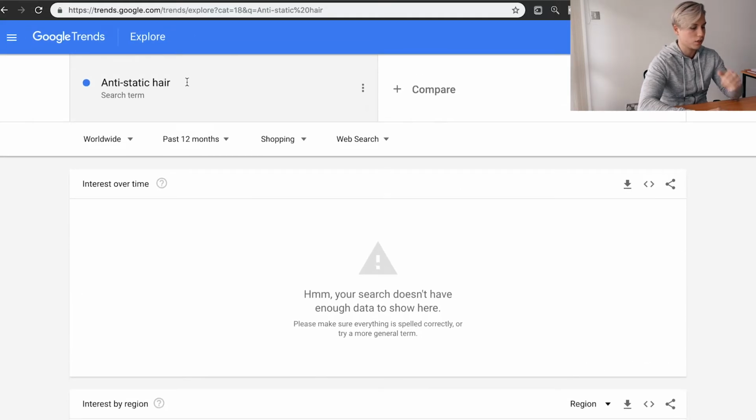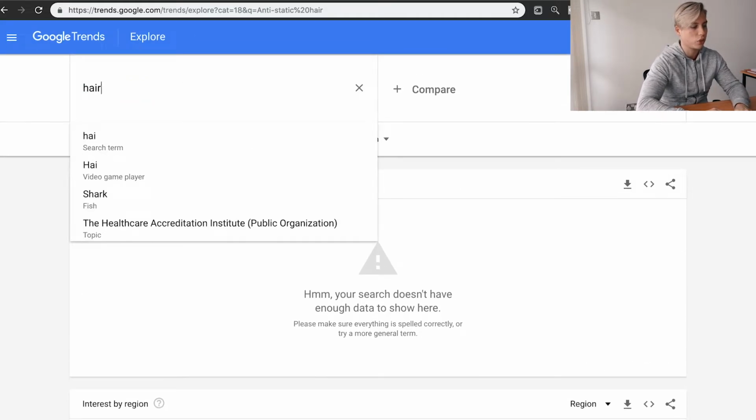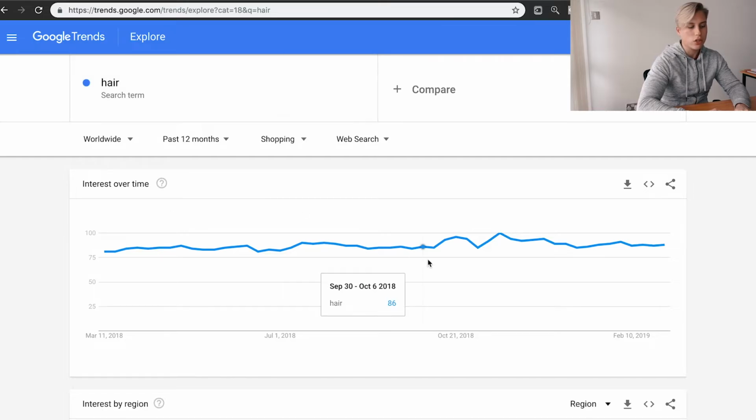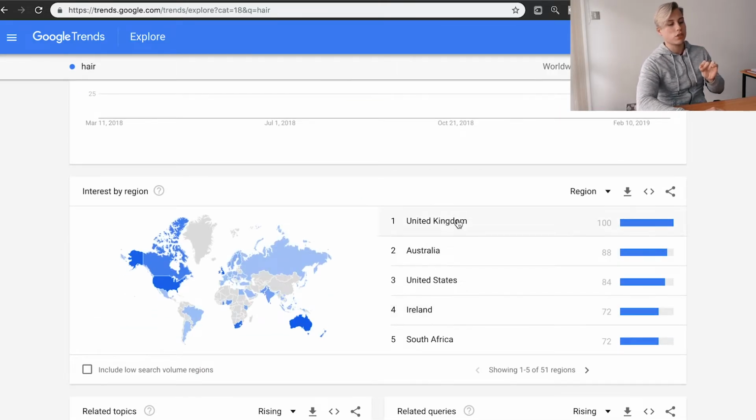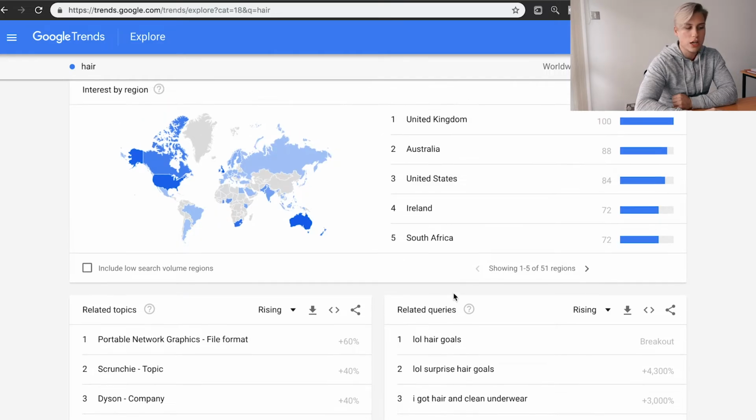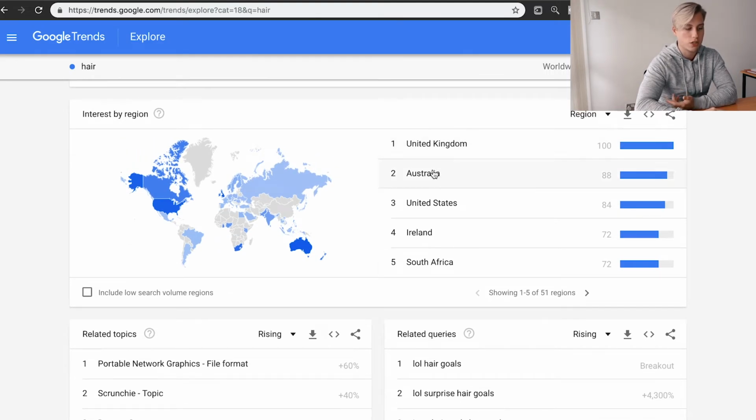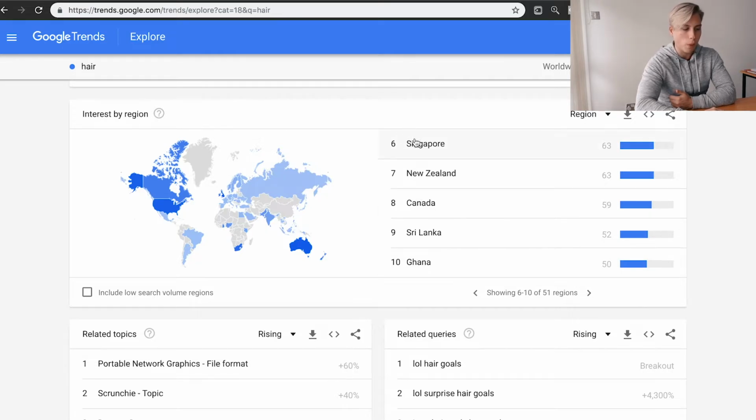Okay, it's going to say it doesn't have enough data, but let's say you put in the term hair, you can exactly see which countries are searching the most. And sometimes it will really surprise you in which countries are searching the most for it, because here you can get United Kingdom, Australia, United States, Ireland. South Africa is generally a bit of a weird one, and then you've got Singapore.